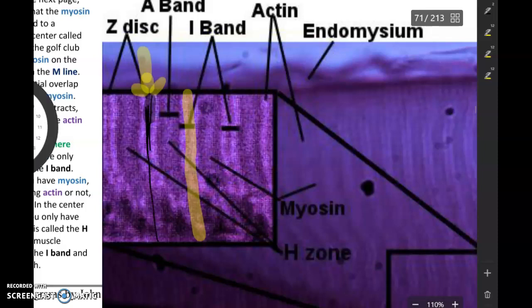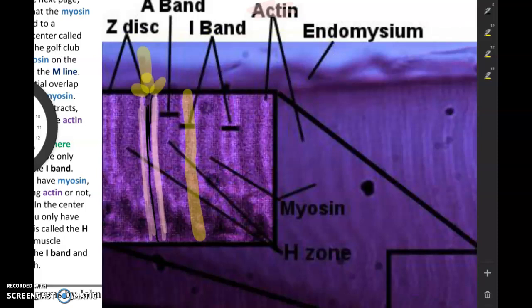Then pick a light highlighter color, such as, I don't know, tan. Make a small highlighter. So then we have our I band. So there is our I band. That is where you have only actin. So only the actin, that's where the I band is.